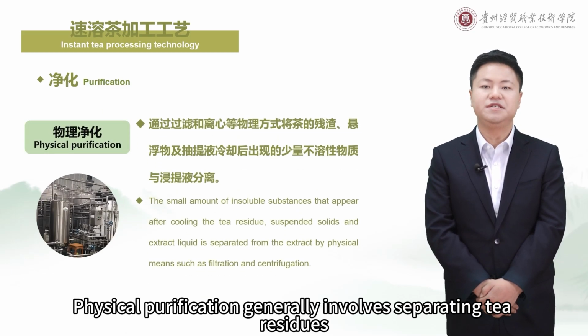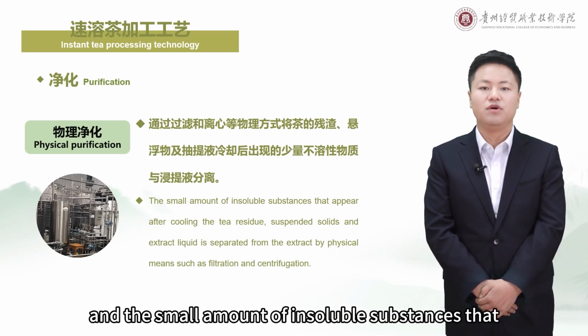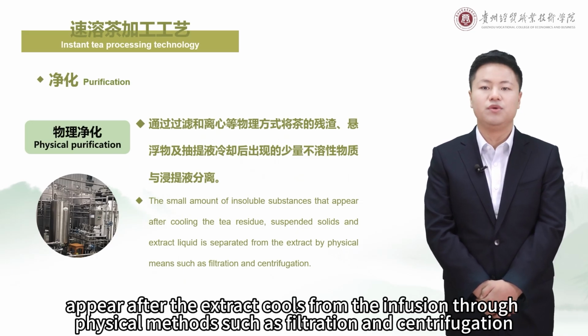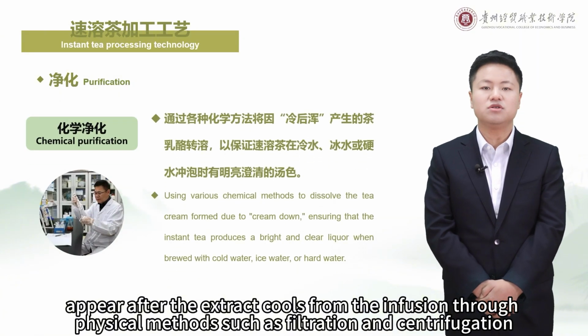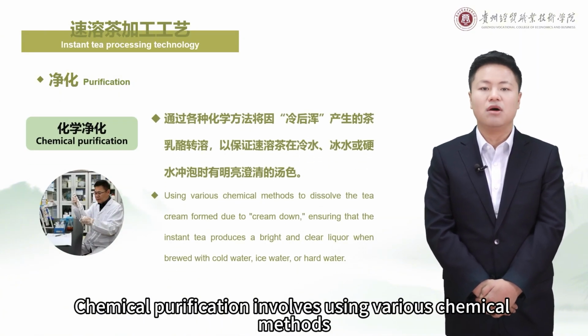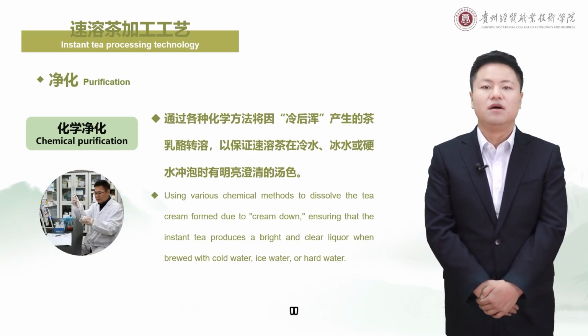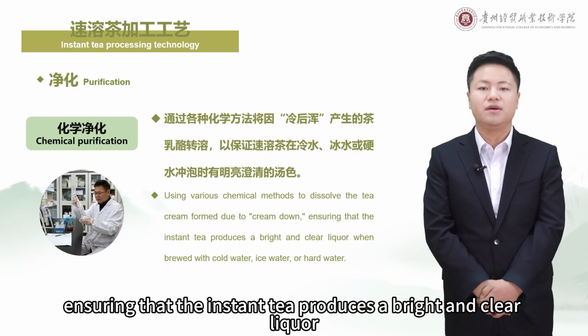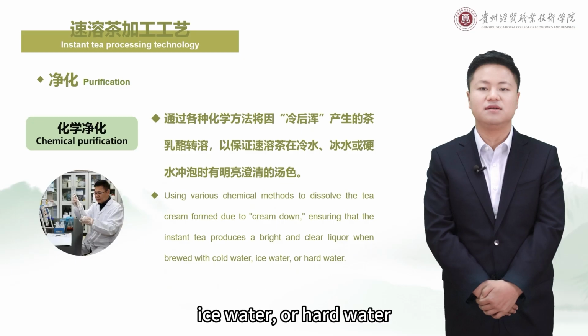Physical purification generally involves separating tea residues, suspended solids, and a small amount of insoluble substances that appear after the extract cools from the infusion through physical methods such as filtration and centrifugation. Chemical purification involves using various chemical methods to dissolve the tea cream formed due to cream down, ensuring that the instant tea produces a bright and clear liquor when brewed with cold water, ice water, or hard water.